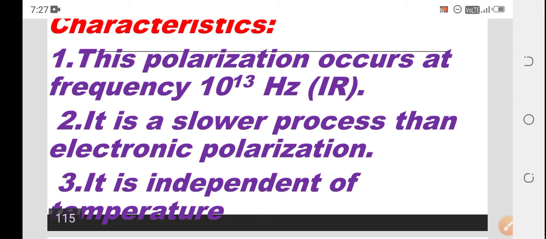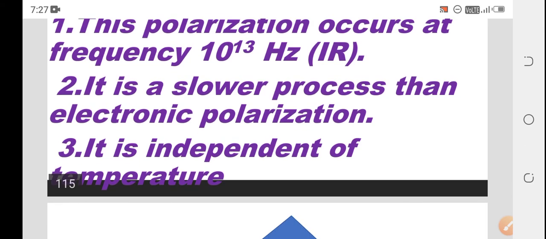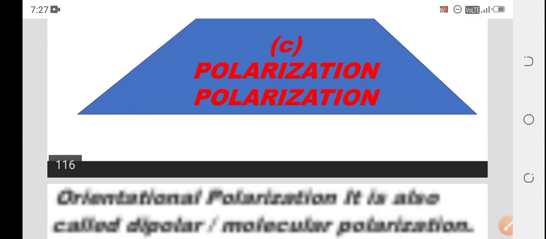Ionic polarization characteristics: this polarization occurs at the frequency 10 to the power 13 Hz, in the IR radiation. It is a slower process than electronic polarization. It is independent of temperature.